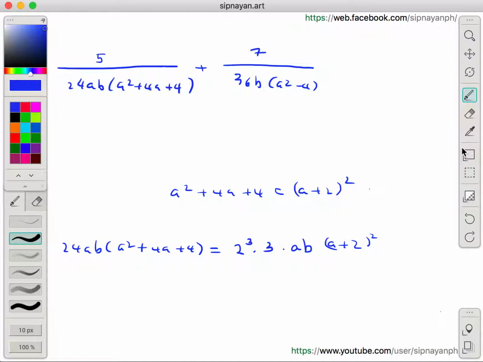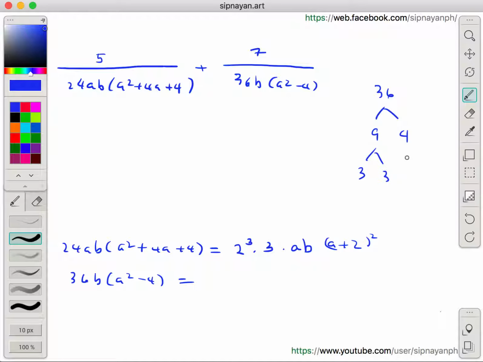Next, we have, baka akalain nyo na to, this is an equal sign. So, next, yung susunod, we have 36b times quantity a squared minus 4. So, ang 36, pag finactor natin, pwedeng 9 times 4. So, we have 3 times 3, tsaka we have 2 times 2. So, 2 squared times 3 squared.